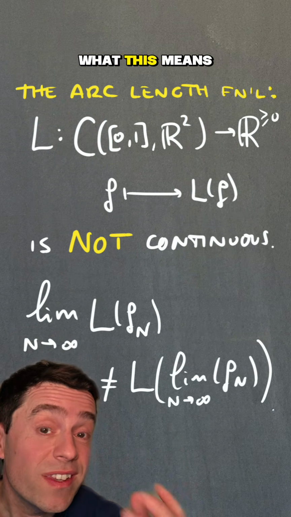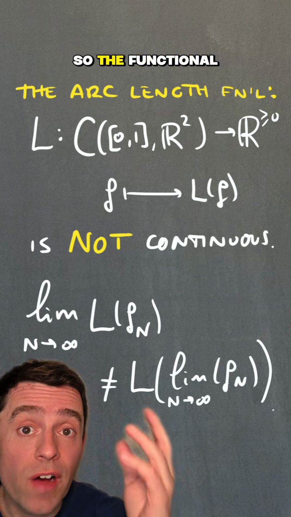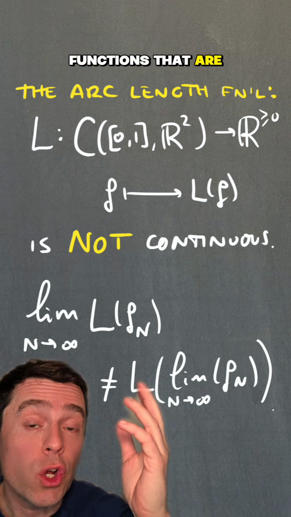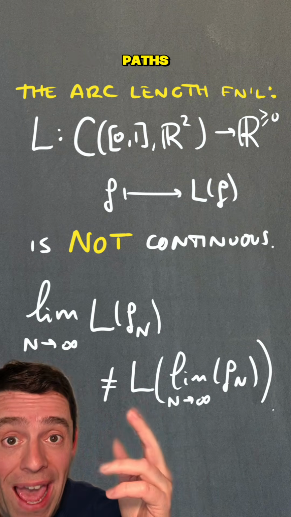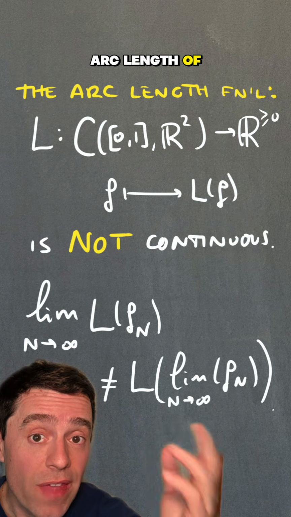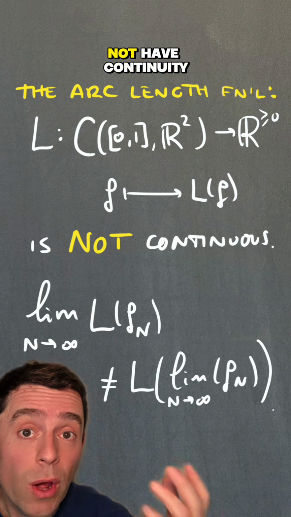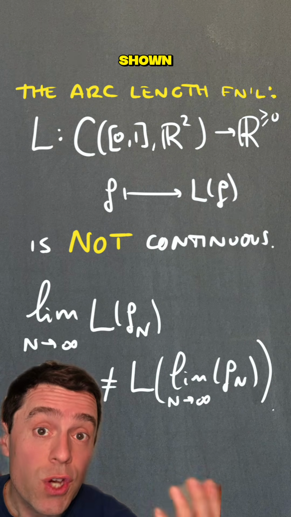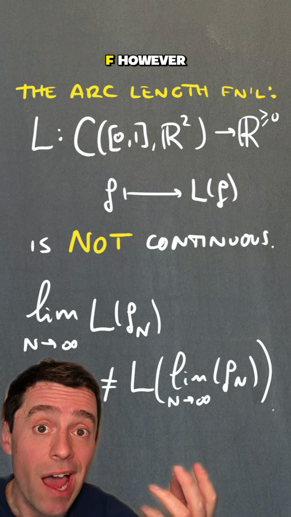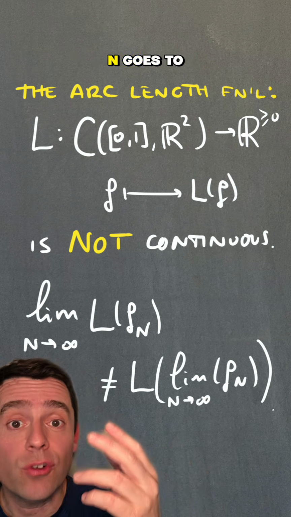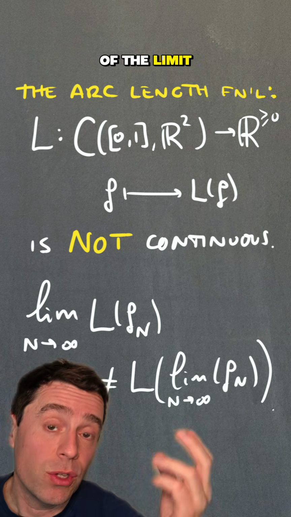So what this means mathematically, from the real analysis point of view, is that the arc length functional, the functional that sends functions that are continuous from the interval 0, 1 to R^2, such that for one of those paths, it returns the arc length of that path, is not continuous. And we do not have continuity because there are, as we have shown, sequences of functions that uniformly converge to some function f. However, the limit as n goes to infinity of the length of those functions is not equal to the length of the limit of those functions.